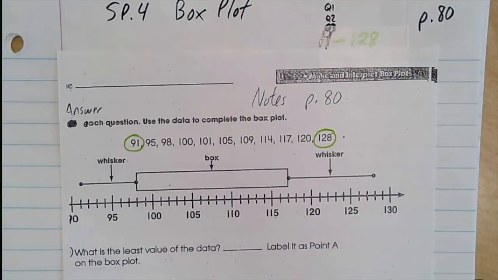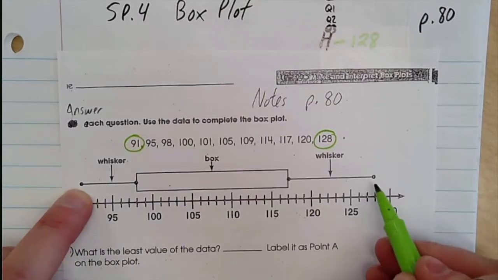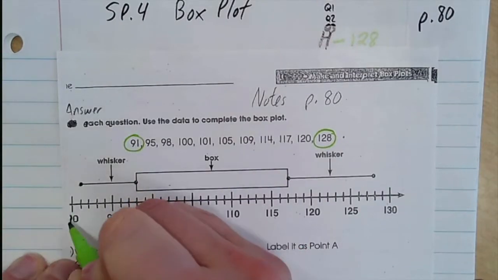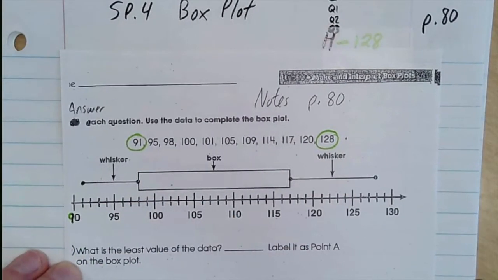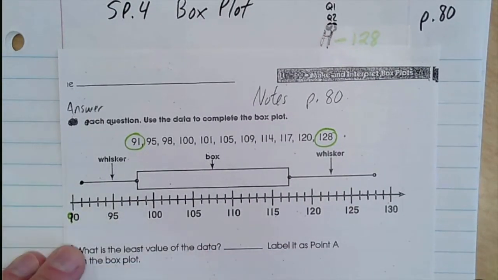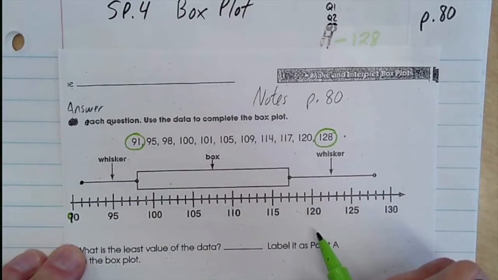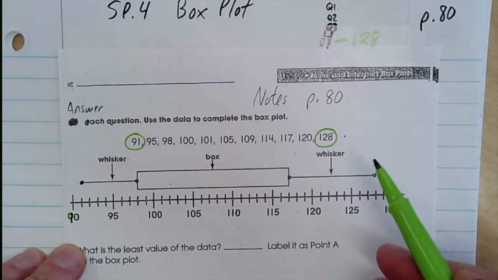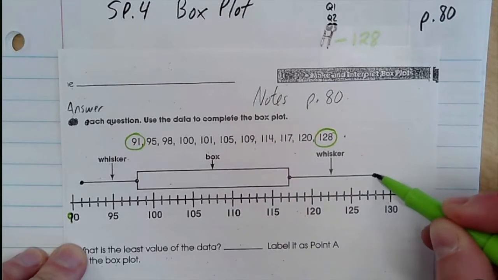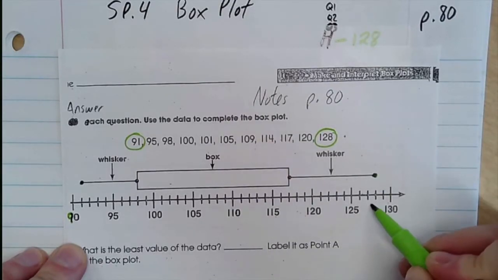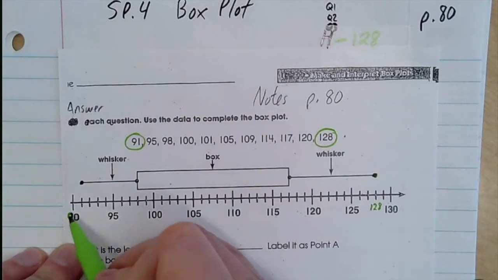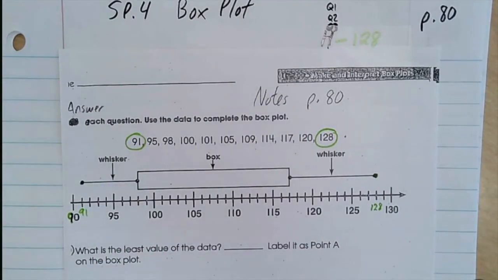And when you look at that, you can see your lowest and your highest is already plotted. This is 90, sorry about that, it got cut off. So this dot is on 91. 128 is your highest, and that dot is right here. There's 125, 126, 127, so that would make this 128. So you can kind of see those there.